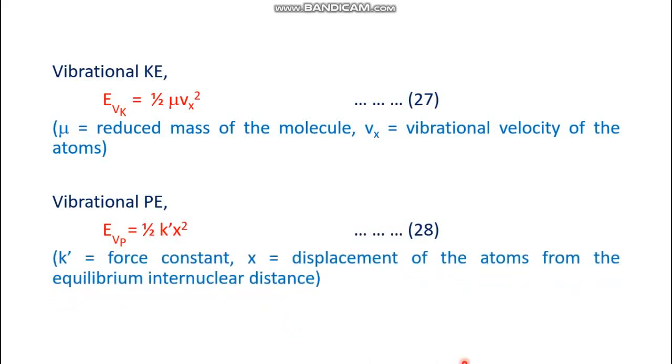And in this equation number 28, what about x and k prime? K prime is the force constant. This is a kind of proportionality constant, and x is the displacement of the atoms from the equilibrium internuclear distance. So this is the force constant and this is the displacement, and in that case the vibrational potential energy is calculated according to equation number 28.